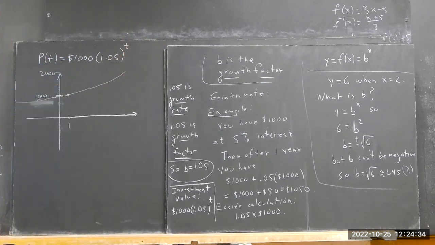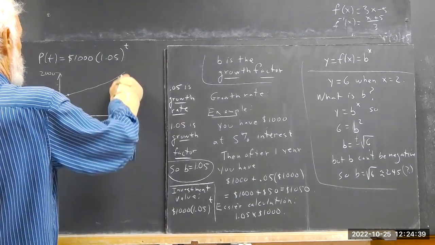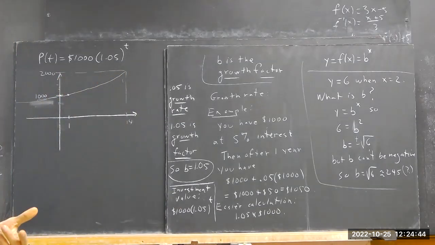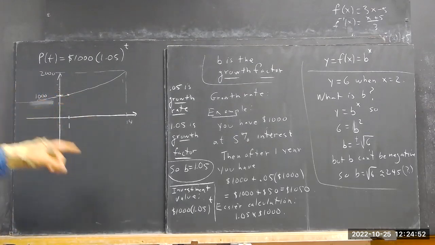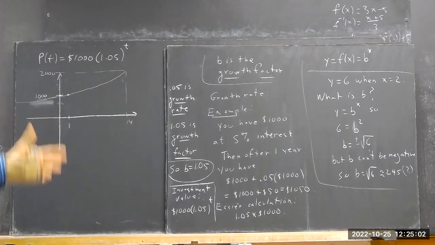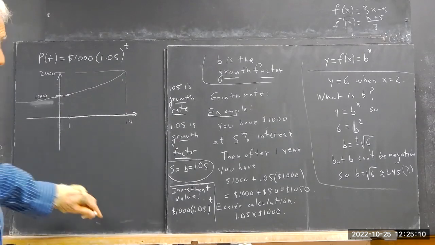It turns out that in about 14 years, we're going to double. So 14 years from now, at 5%, even though you only get $50 the first year, you're going to double in 14 years. Okay, well, that's an important part of the exponential function. Now we're out of time.